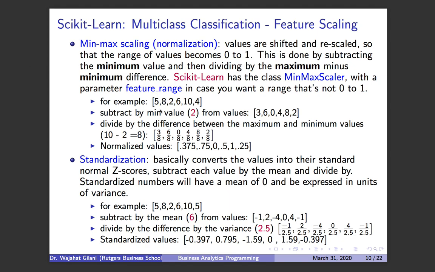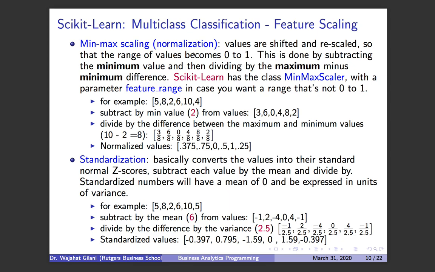So there are predominantly 2 different types of scaling. Let's start with min-max scaling, which is sometimes called normalization as well. That's when you shift the values and rescale them so that the range of values becomes 0 to 1. No matter what your range of values were, you're going to shift and rescale it so that all the values in your set go from 0 to 1.